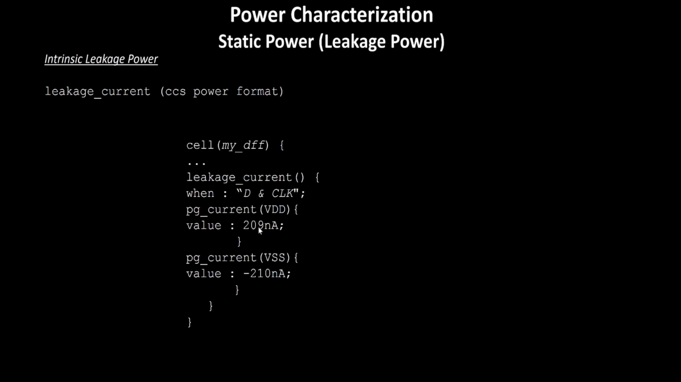But typically, the values present under the PG current VDD and the PG current VSS, if you add all of them, should come to 0, because it should satisfy Kirchhoff's law. And this was about the leakage current.